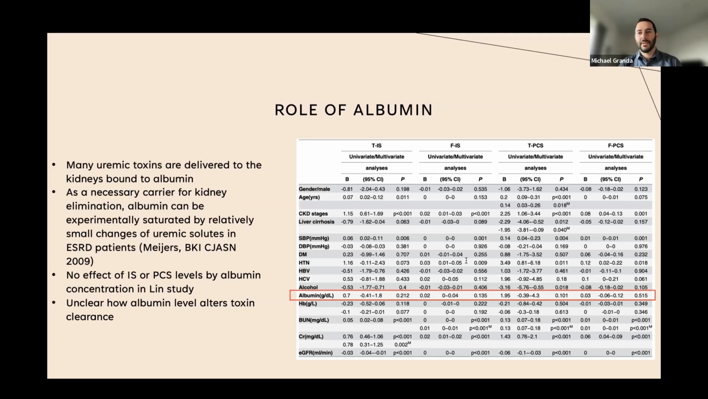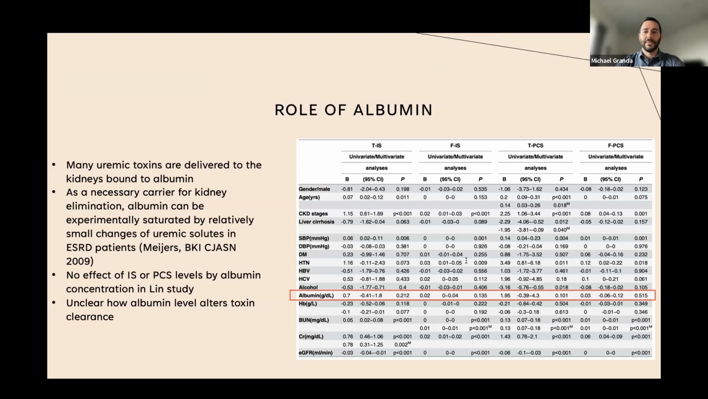Despite being so ubiquitous, there is some evidence that uremic toxins can saturate albumin in ESRD patients. There was a 2009 study published in CJASN in which uremic serum was actually spiked with additional purified indoxyl sulfate or p-cresol sulfate, and found that even with small additions of those compounds, it could easily displace toxins that were bound to albumin in the uremic serum. In the Lin study, the level itself of albumin didn't have any significant effect on the free or total levels of the two measured solutes, indoxyl sulfate and p-cresol sulfate.